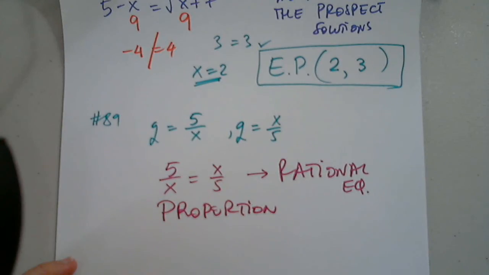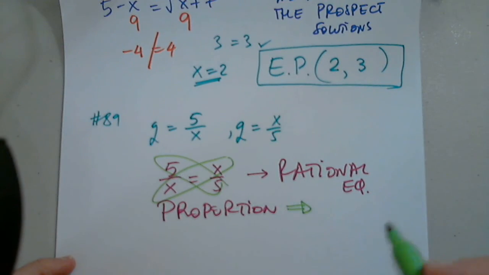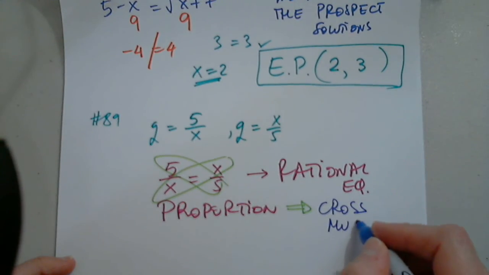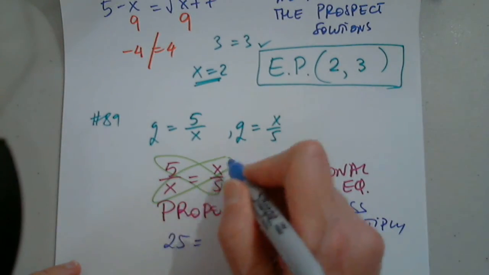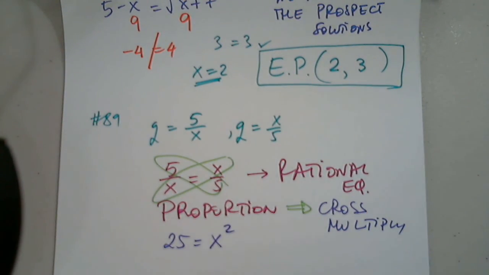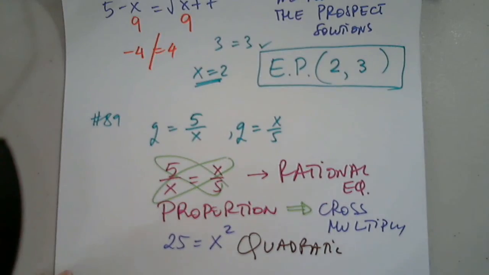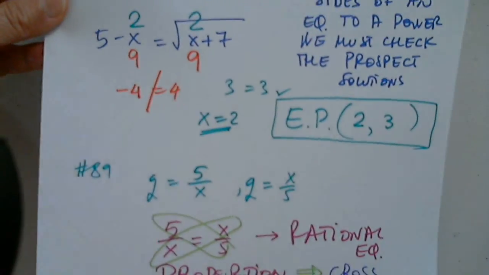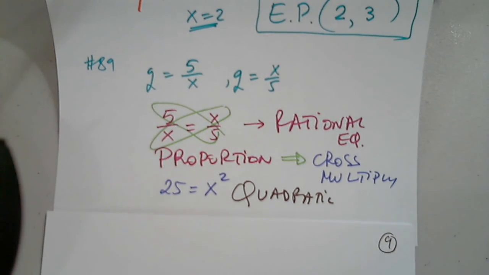And only in the proportion I can do this. I love it. Only in the proportion I can cross multiply. Five times 5, x times x. What type of equation is this now? Now it's a quadratic. Excellent. How many solutions will a quadratic equation have? 2. Absolutely mandatory. Thank you very much. Who said that? Jessica. Very good.